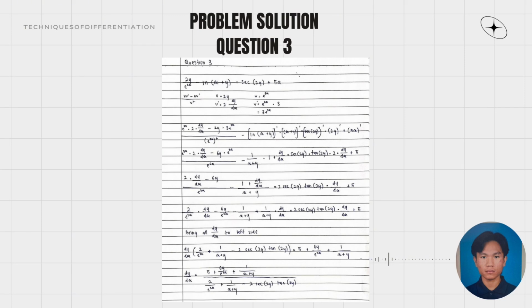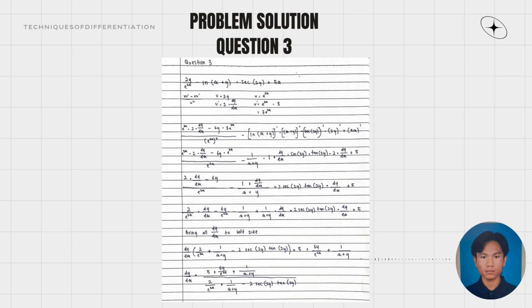So we write 2 dy/dx minus 6y over e to the 3x equals (1 + dy/dx) over (x + y), minus 2 secant 2y tangent 2y dy/dx, plus 5. Step 4. Multiply through and rearrange.